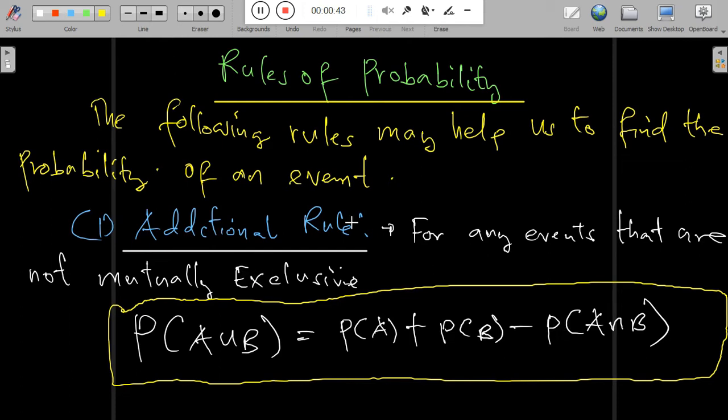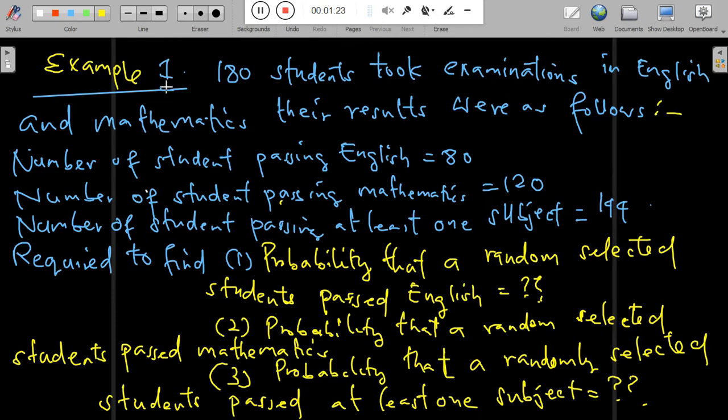In the addition rule, for any events A and B, the probability of A union B is given by the probability of A plus the probability of B minus the probability of A intersection B. Mutually exclusive events are those that cannot happen together simultaneously, whereas with non-mutually exclusive events, the events can happen together simultaneously.